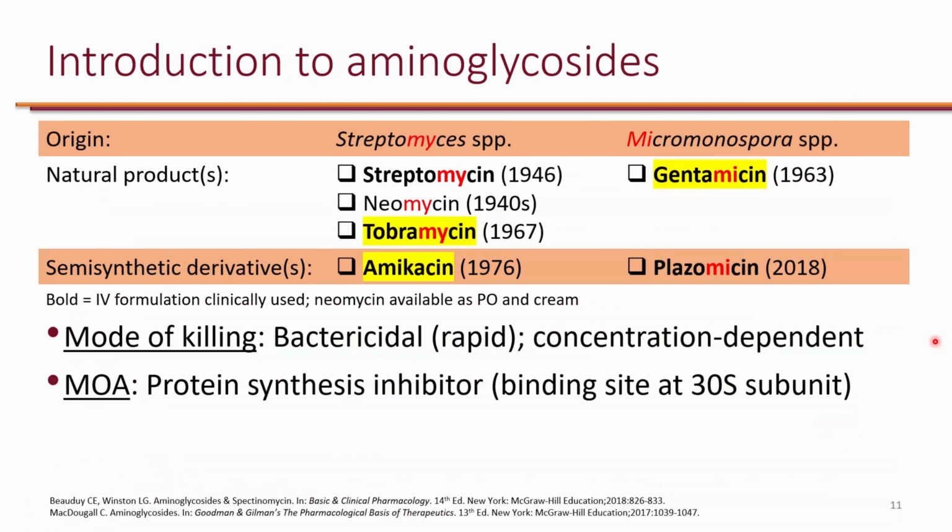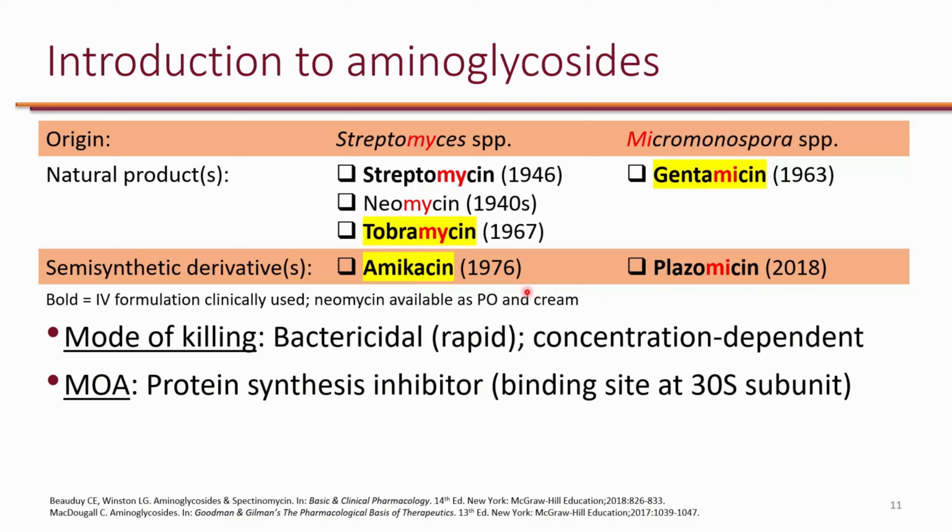Most aminoglycosides are natural products that naturally exist in nature, and the naming of these aminoglycosides is actually based on the organism that they are derived from. So streptomycin, neomycin, and tobramycin are actually derived from Streptomyces species. We also have gentamicin, which is derived from Micromonospora species. We also have a couple of aminoglycosides, amikacin and plazomicin, that are semi-synthetic derivatives. So these are actually developed in the lab.